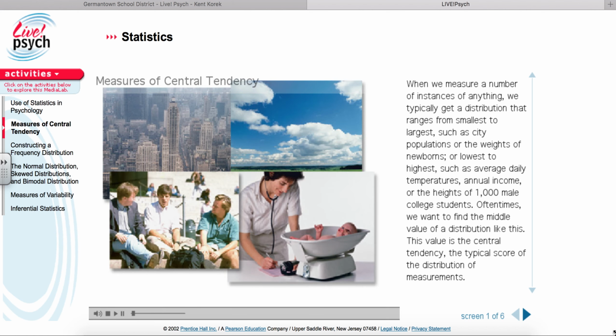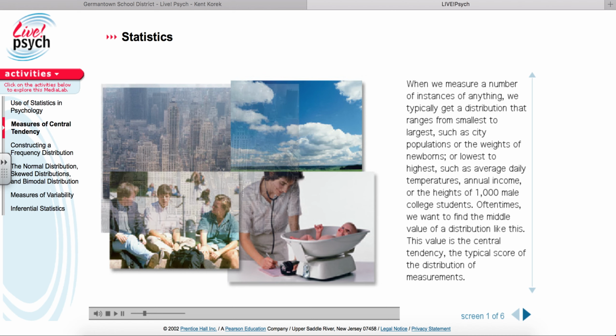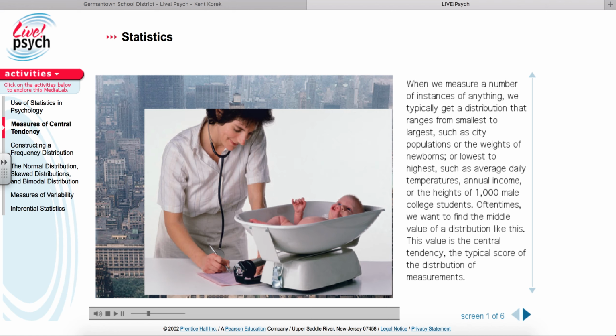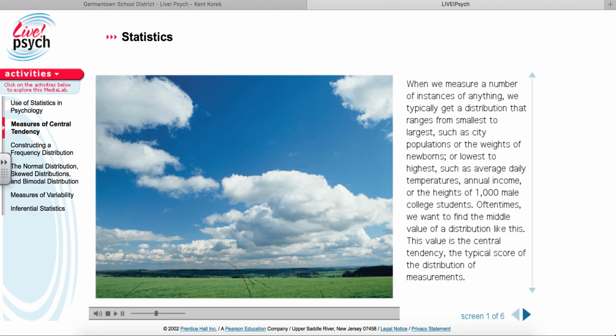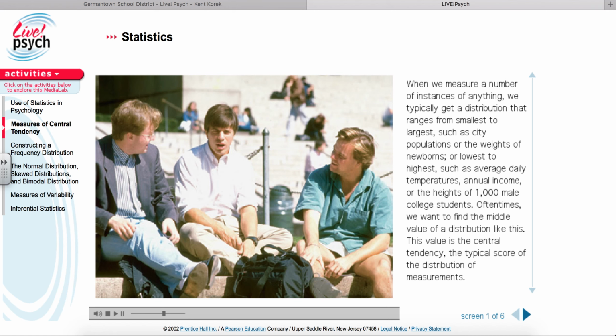When we measure a number of instances of anything, we typically get a distribution that ranges from smallest to largest, such as city populations or the weights of newborns, or lowest to highest, such as average daily temperatures, annual income, or the heights of 1,000 male college students. Oftentimes we want to find the middle value of a distribution like this. This value is the central tendency, the typical score of the distribution of measurements.